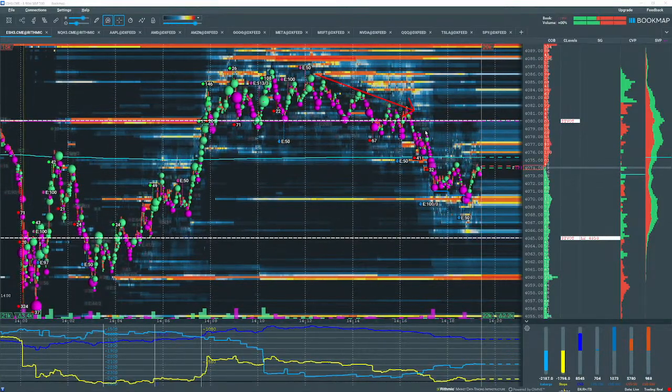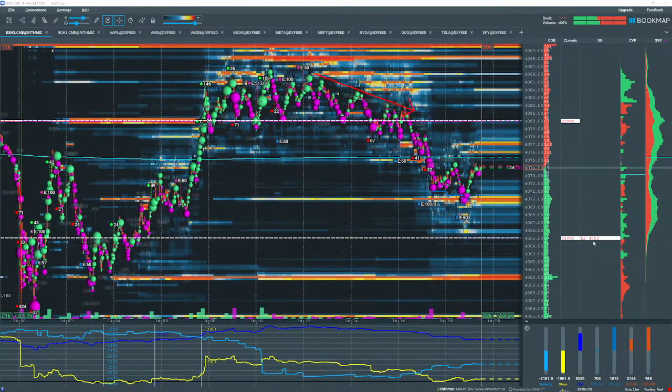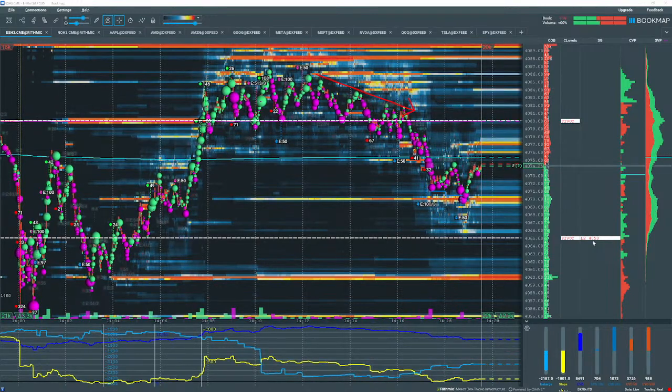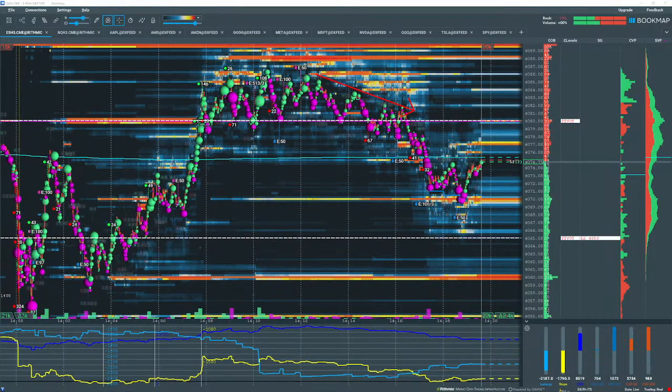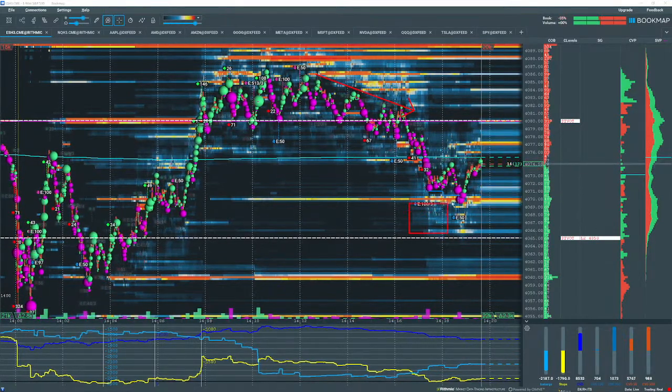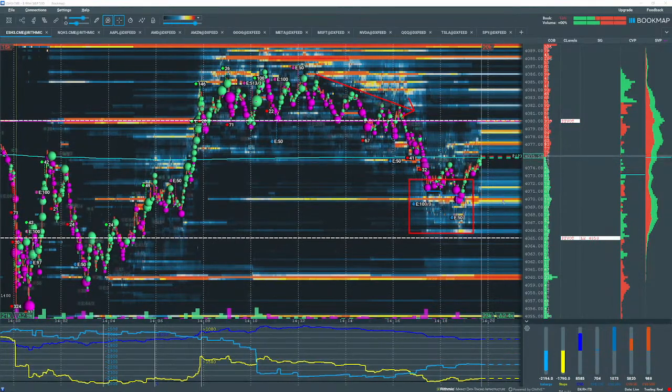Now that might only be a scalp, but I would certainly look at the 4050 level as a potential target. But it does look like some buy iceberg orders coming here, small, coming in at this 4070 level.